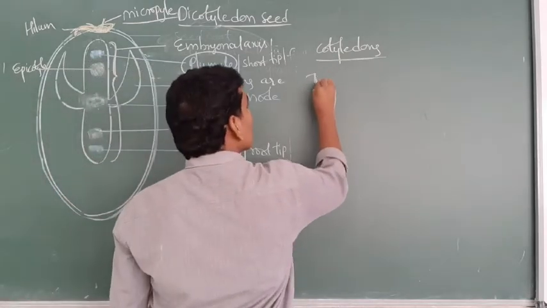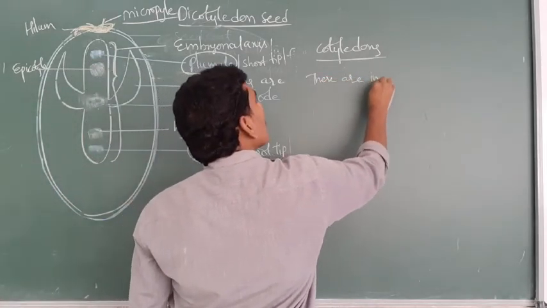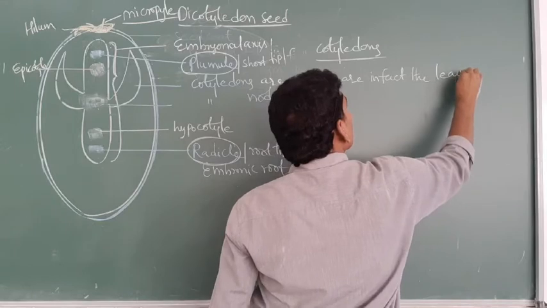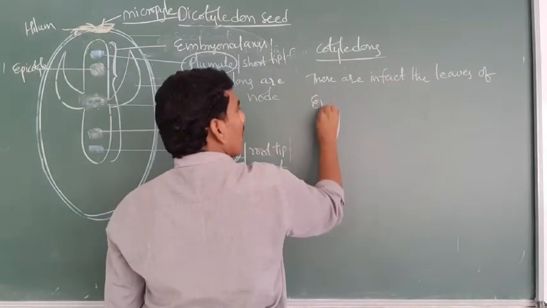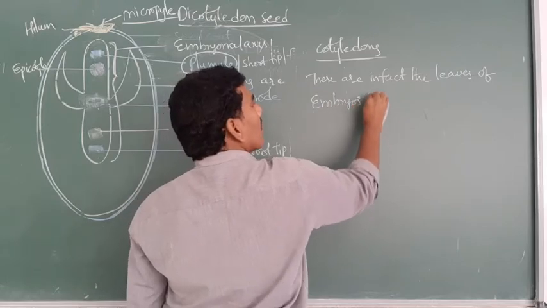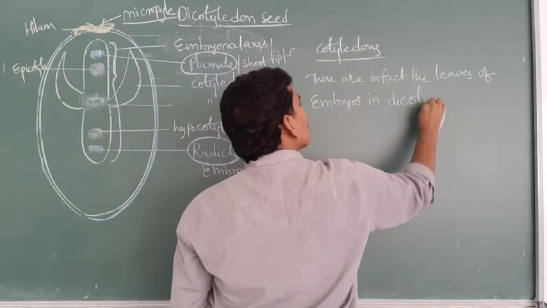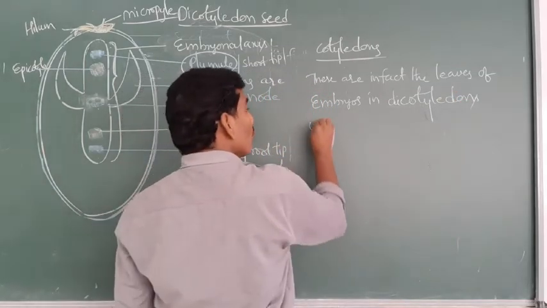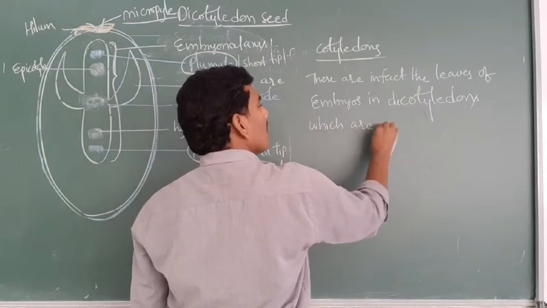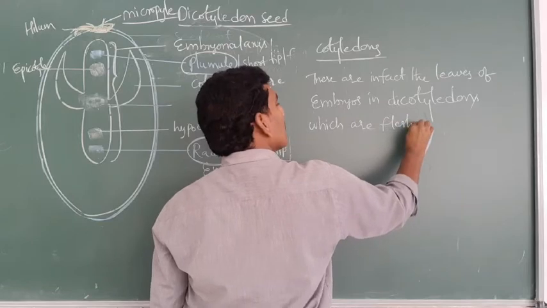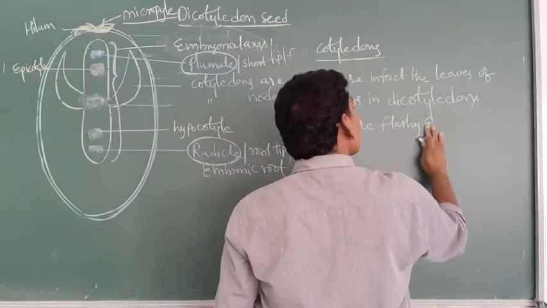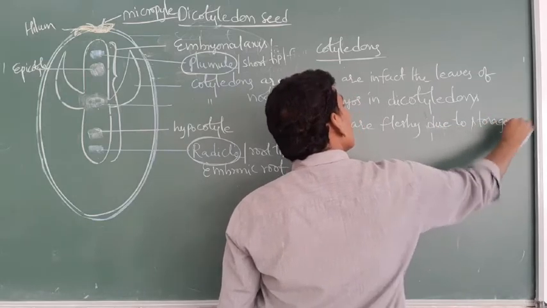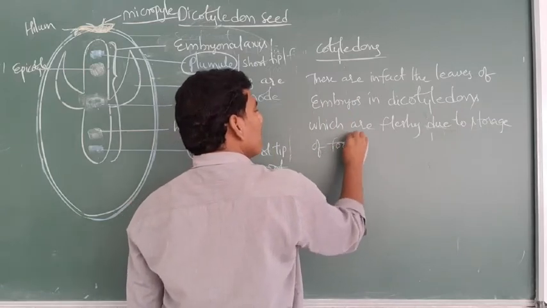These are in fact the leaves of embryos in dicotyledons, which are fleshy due to storage of food materials.